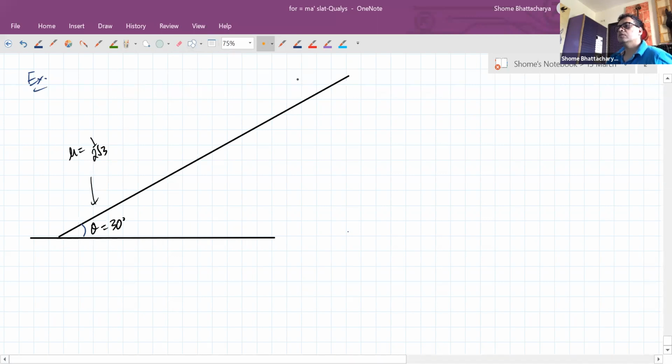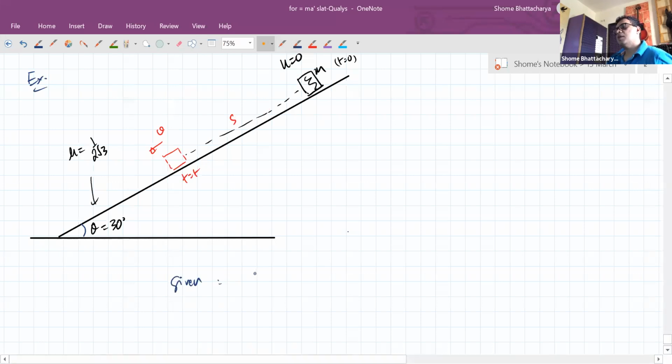Now we have a block of mass m, which is placed on this rough surface initially at rest. And from here, it displaces down like this, such that after some time, it reaches here with some speed v, and through a displacement of s.